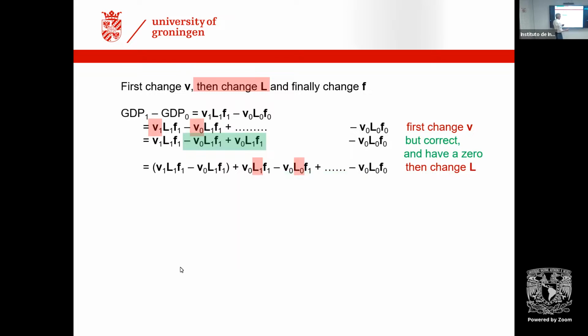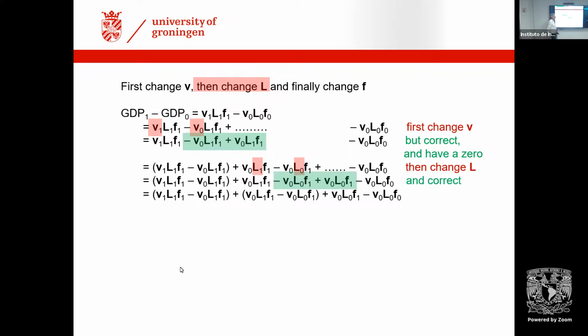These terms are 0. Well, then, if you put the parentheses, and finally change F into F0. That's the last term. So that already has been done. That is what I mean with going from left to right. Change V, correct, change L, next step, make the correction, and then the last step is already there.